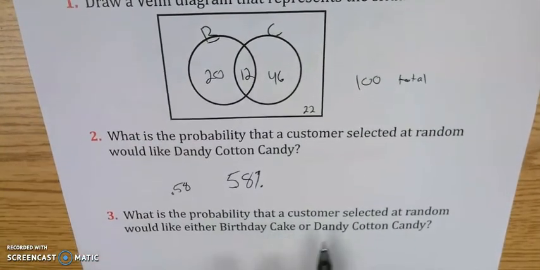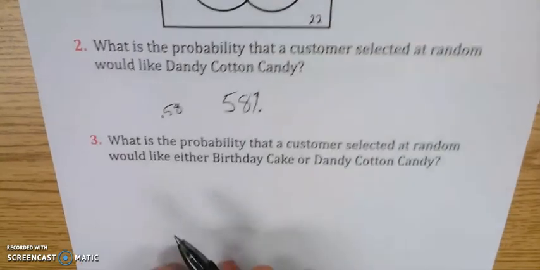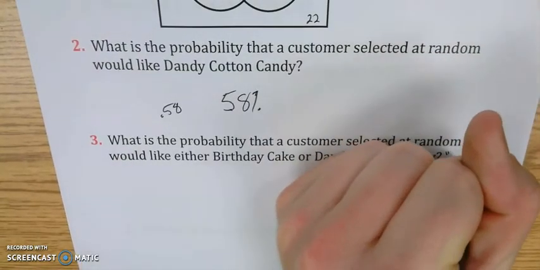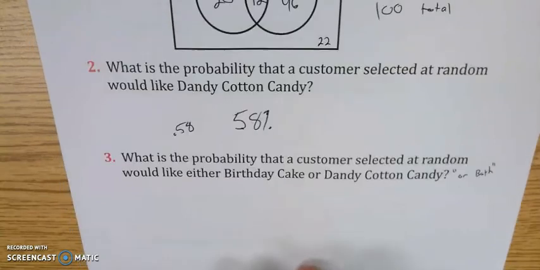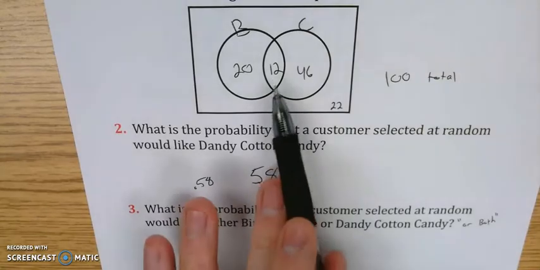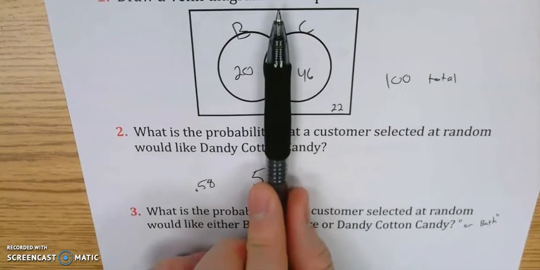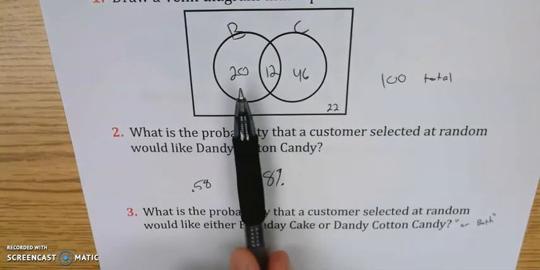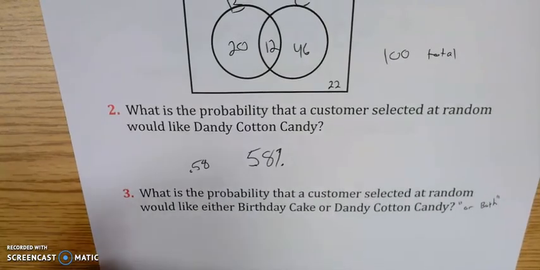What is the probability that a customer selected at random would like either birthday cake or dandy cotton candy? Now, here is where you can get a little bit dicey, because they didn't include the phrase or both. So I'm going to go ahead and assume that the or both would be included. Really, that's just a matter of, do we include these 12 people or not? If we didn't, it would be the 20 plus the 46. If we did, it would be the 20 plus the 12 plus the 46. So this is the probability that someone likes one or the other, one or both of those flavors.